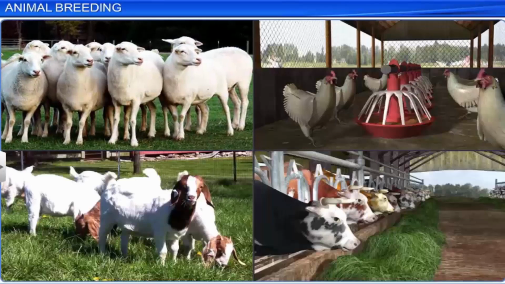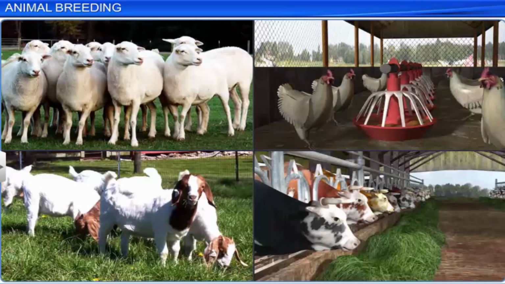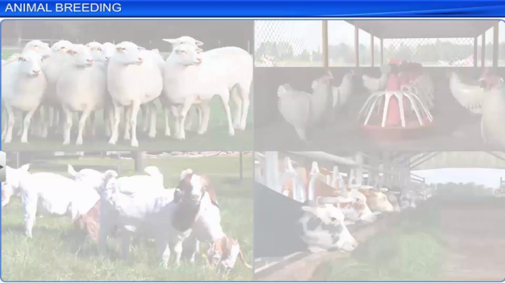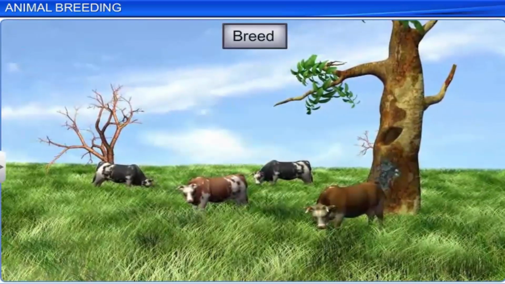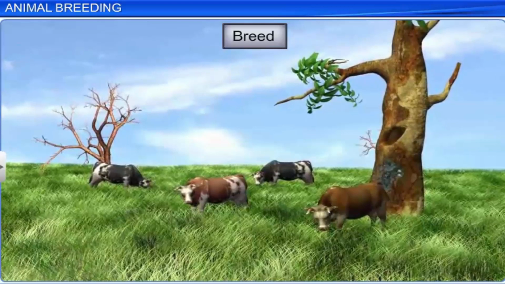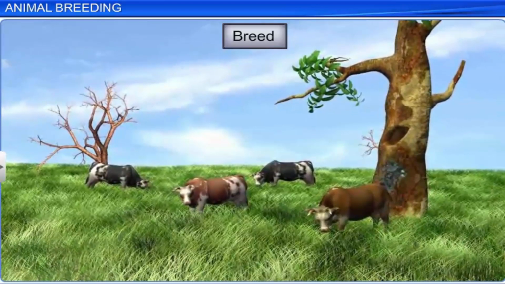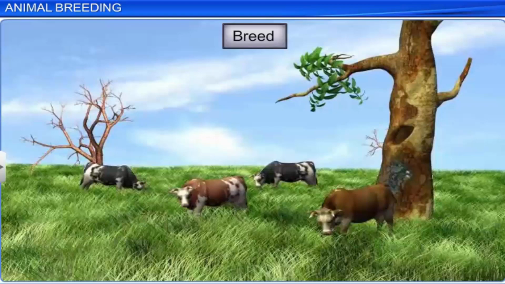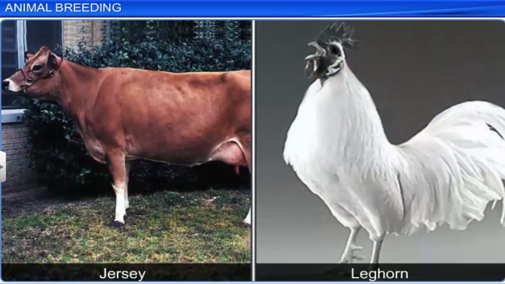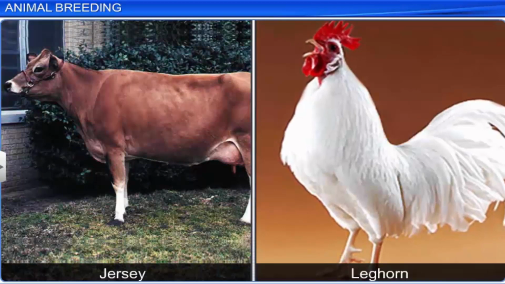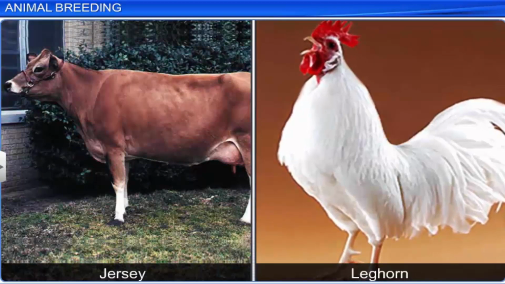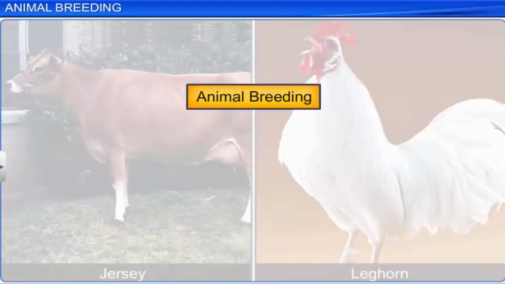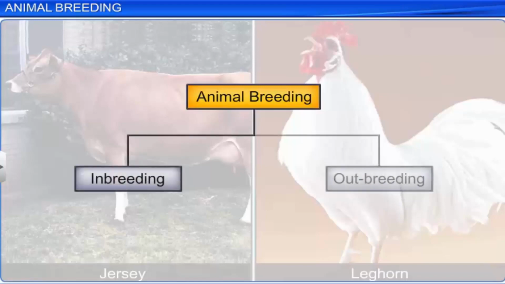Animal breeding is the controlled propagation of animals to achieve desirable qualities of farm animals and increase the yield of these animals. The term breed refers to a group of animals within a species related by ancestors and possessing many similar characters such as appearance, behavior, and size. For example, Jersey and Leghorn are very popular breeds of cattle and chicken used for breeding. Animal breeding is divided into two main categories: inbreeding and outbreeding.